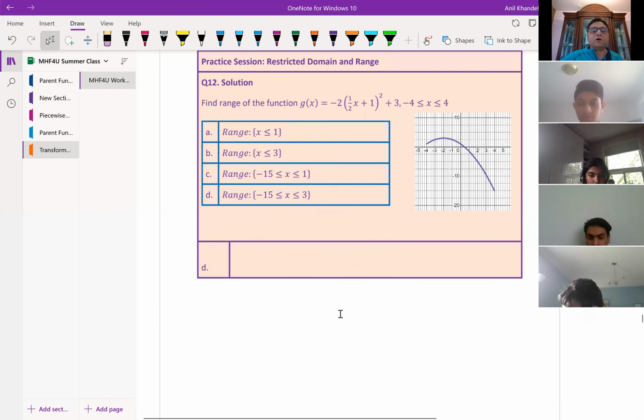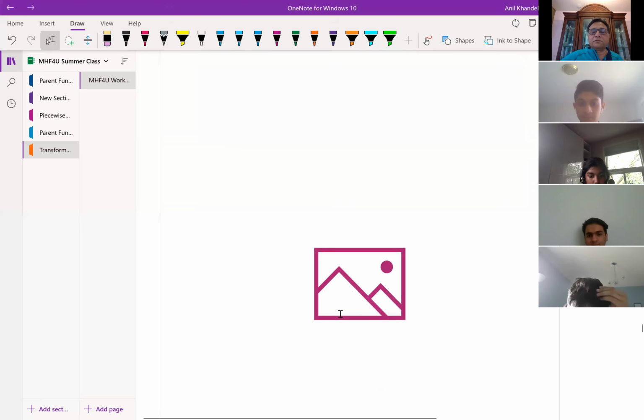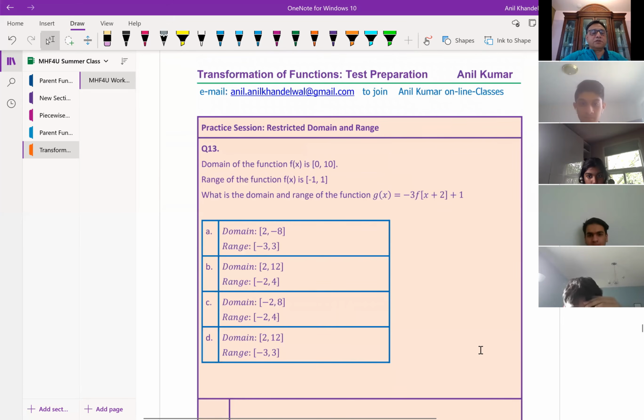Okay, let's move on. Next question, 13. Whose turn? Mohammed, read the question and answer. Domain of the function f(x) is [0, 10]. Range of the function f(x) is [-1, 1]. Correct. What is the domain and range of the function g(x) = -3f(x + 3) + 1? Correct. Tell me.